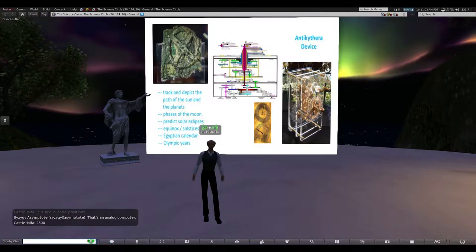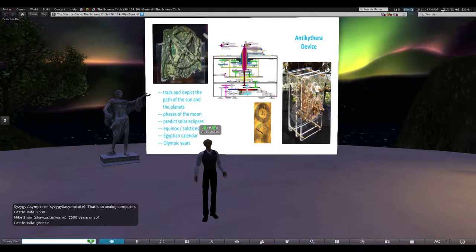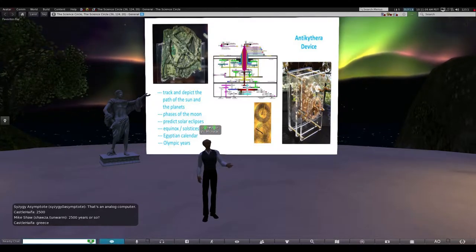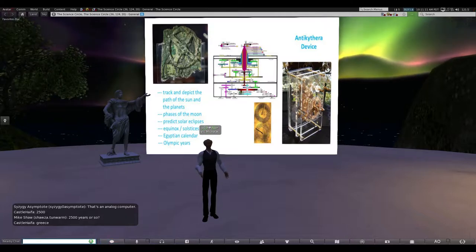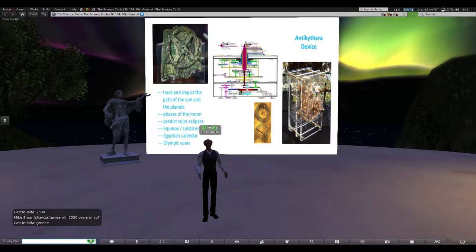It was pretty sophisticated. Yeah, somewhere around there. In other words, they think it's around 100 BCE. So that would put it at 2100 years or more. But that's amazing for a device like that.